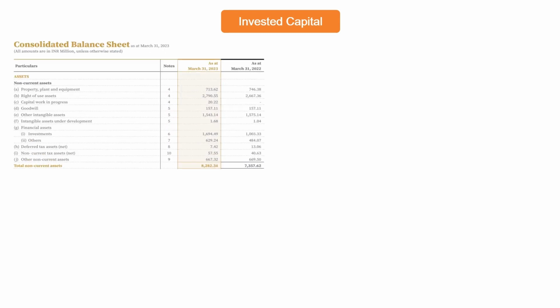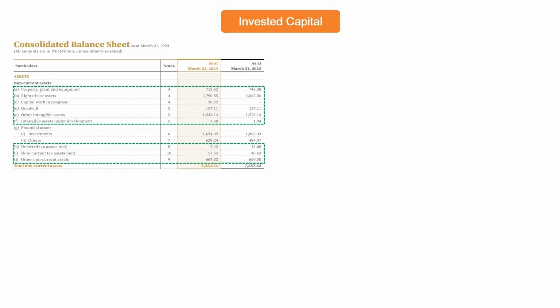To calculate invested capital, we have the balance sheet, non-current assets. In non-current assets: property, plant and equipment, right of use asset, capital work in progress, goodwill, other intangible asset, intangible asset under development. These are operating assets. And further down, deferred tax asset, non-current tax asset, other non-current assets. These three items, you can exclude this, you can include this. Some sources say that these are operating assets, some sources say that these are not operating assets, but I think it's okay. And it's nice to add these items, because your invested capital increases a little bit, because the item is not too much.